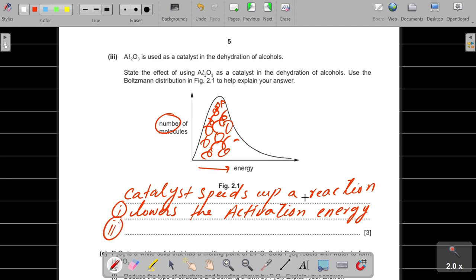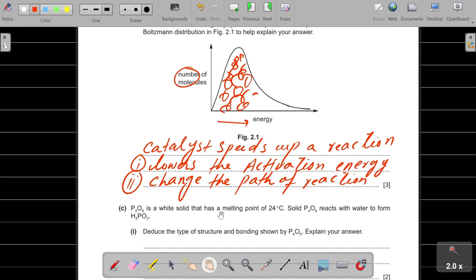How does a catalyst speed up the reaction? Number one, lower the activation energy. Number two, change the path of reaction, okay? You could provide a third point, that it remains unchanged, but it is not effective for the answer, okay? So these 2 points you people have to keep in your mind, understand?